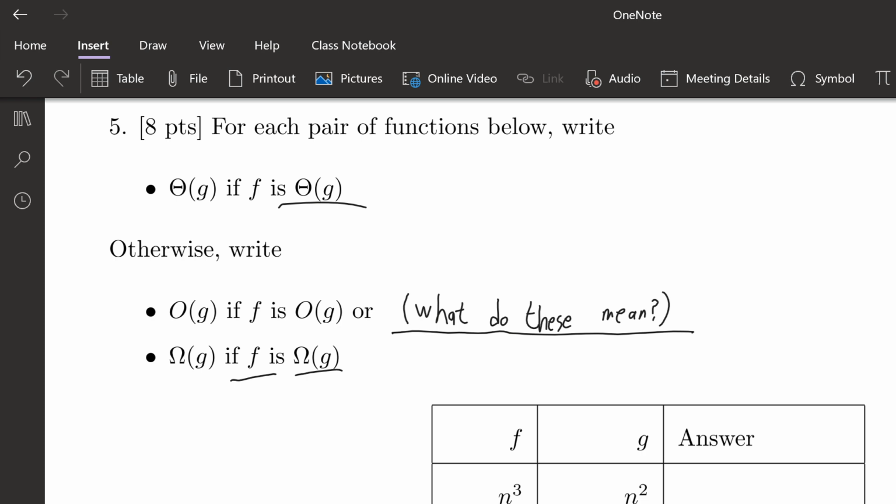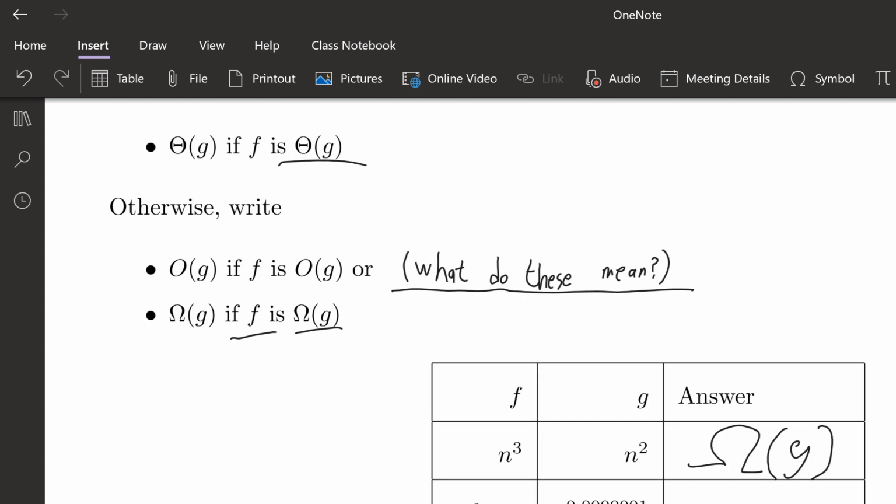So n cubed and n squared, what is their relation? F is big omega of G. Right? Because G bounds F from below, but not from above. That one's easy to see.